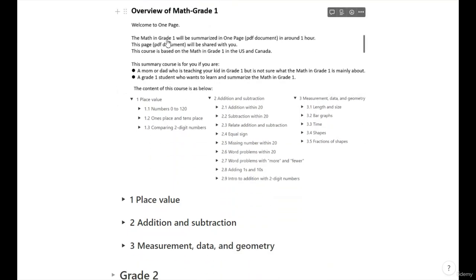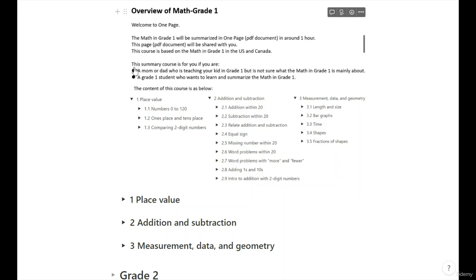So the math in grade 1 will be summarized in a one-page PDF in around 1 hour in this course, and this page will be shared with you along with this course. And this course is based on the math in grade 1 in the US and Canada.